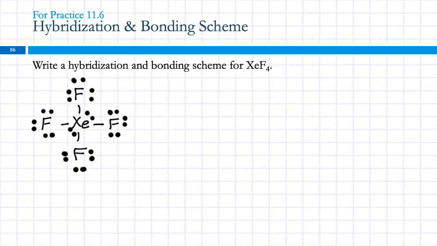Okay? So we have to start with the correct Lewis structure. And then we're going to look at the xenon and ask ourselves how many electron groups? 6. 6 electron groups.